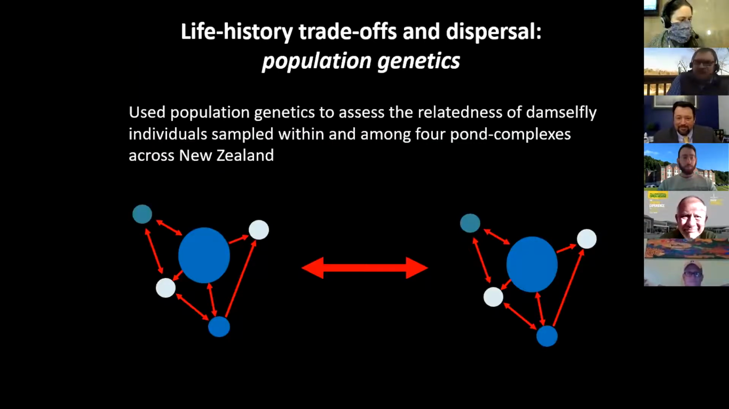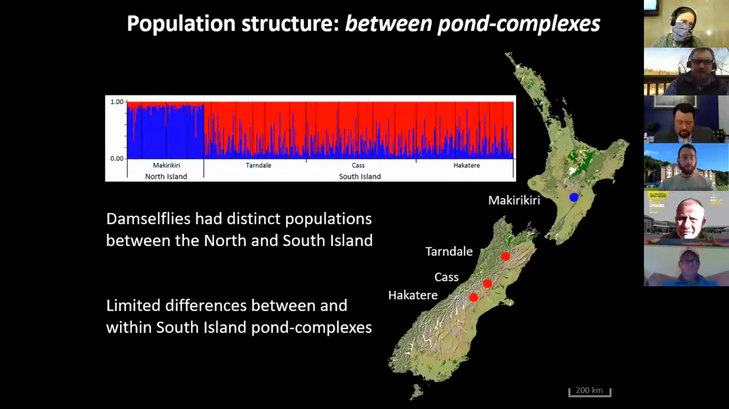But I also did population genetics to see more longer term patterns in terms of the relatedness of the damselfly individuals across these different pond complexes, but even between them too. I'm not going to get into a lot of the detail of this. Basically I used a lot of those individual damselflies that I collected from my field survey to do these microsatellite genetics. And I had done this across the 3 pond complexes in the South Island, but also included one on the North Island. And what I found was there really wasn't variation between the pond complexes or even within them on the South Island. There was a difference from the North Island though.